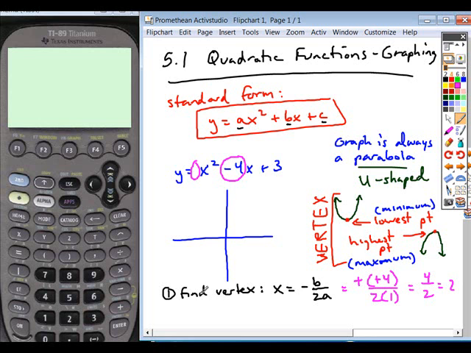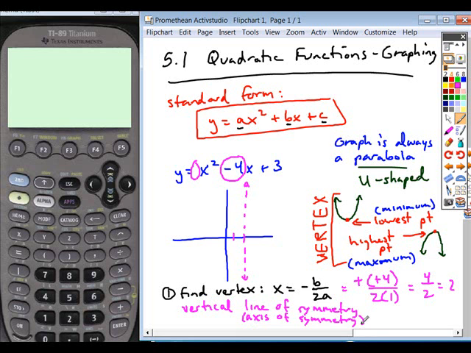Wherever your x-coordinate is going to be for that vertex, there's also going to exist a vertical line of symmetry. And so by finding what the x-coordinate is here, you're going to find that at x equals 2, you have this line of symmetry. So your U-shaped graph is going to be mirrored across this line. And so that's what this line of symmetry, or axis of symmetry, refers to.